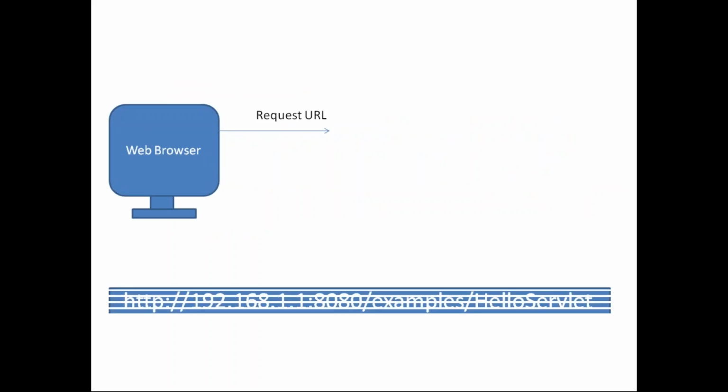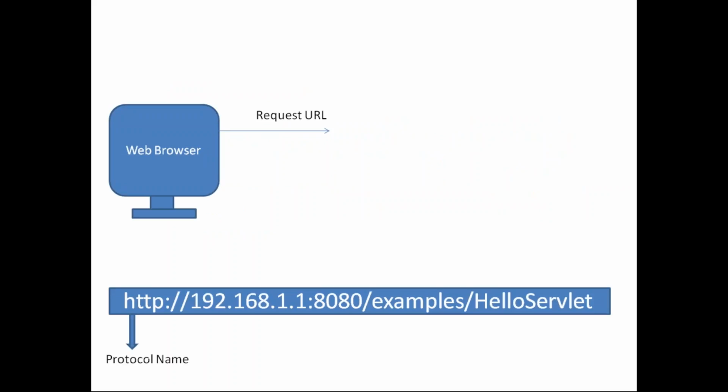See, in more detail, the web browser sends the request to the web server in the form of a URL. URL stands for Uniform Resource Locator. This URL contains a total of 5 parts. First one is the protocol name. HTTP is the protocol name, hypertext transfer protocol, and this is the IP address of the machine, the system on which the Tomcat server is running. As I told you, a server is software. So if you install that software on my laptop, then my laptop works as a server. So this is the IP address on which that Tomcat server software is installed.